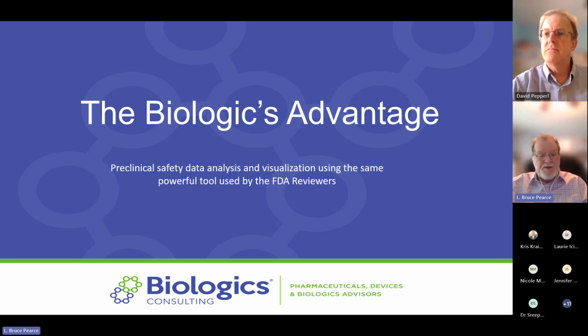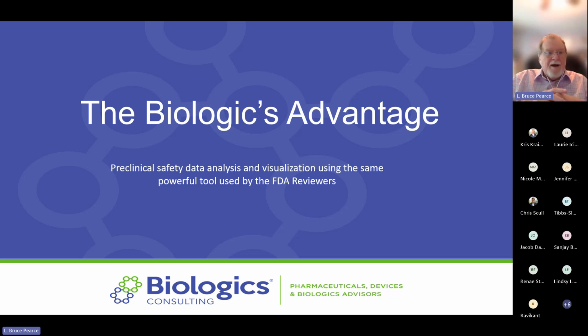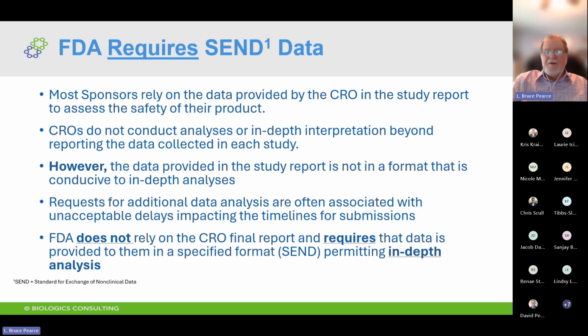We're really excited about this opportunity to talk about a new addition to our consultancy, contributing to the Biologics Advantage. And this is the analysis of preclinical safety data and visualizations using the same powerful tool used by FDA reviewers. And this is a software called Send Explorer, which is a validated web-based software that we currently have access to provide this addition to our consultancy, which we believe is extremely important.